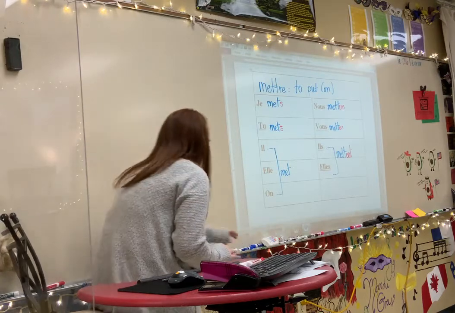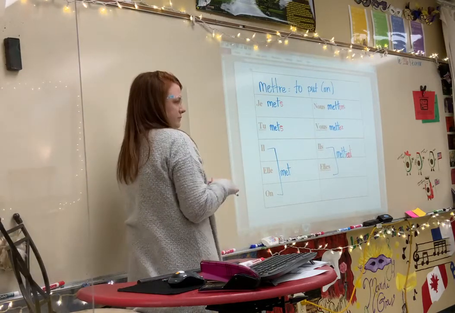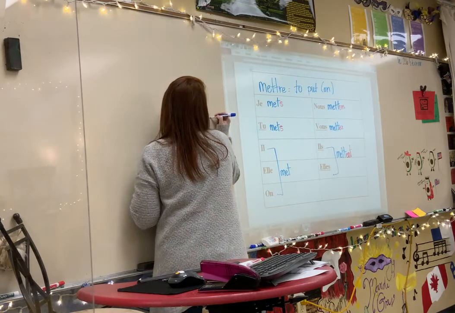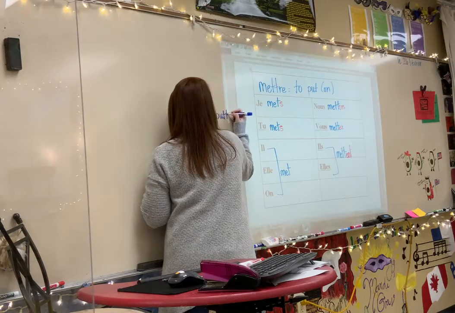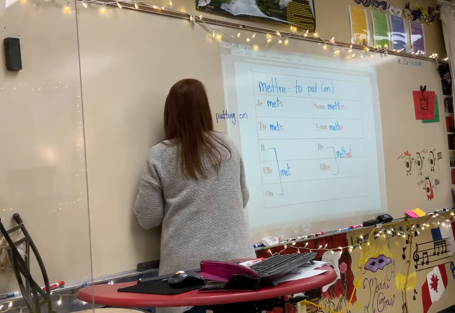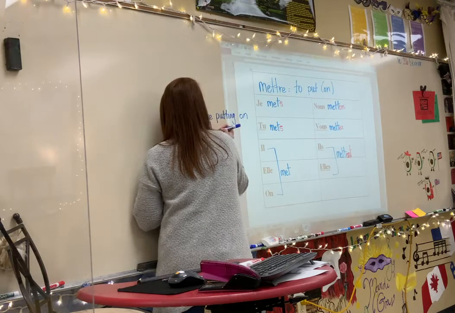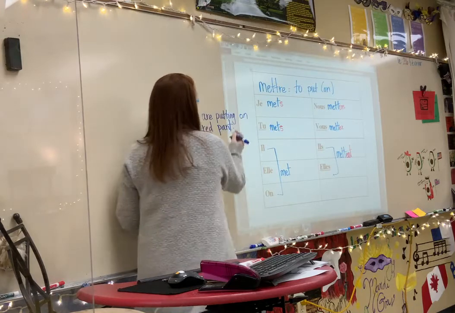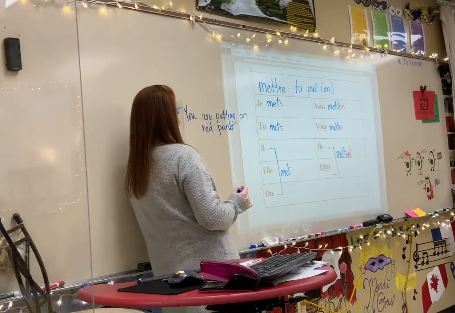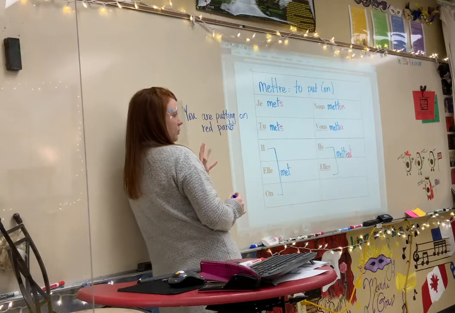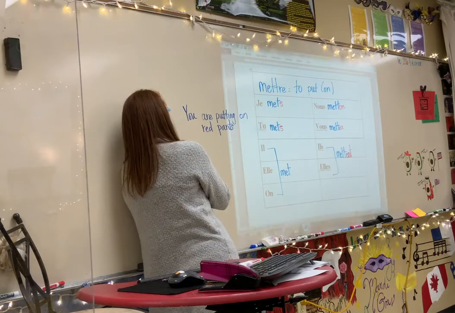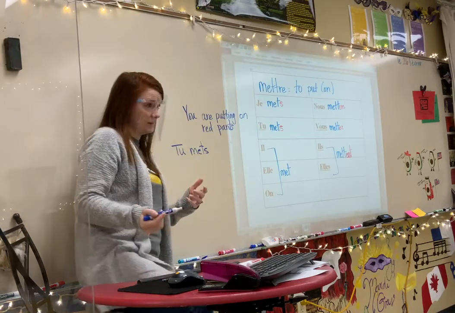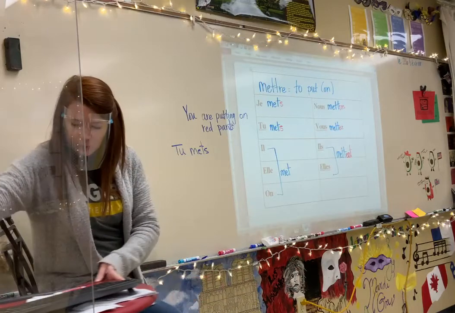Alright, so yesterday we said like I'm wearing something. What about you are putting on, what are we going to put on? What color? Red. I heard red. You were putting on red pants. Yeah. Alright. How do you say you are putting on? Informal. Yeah. Tu mets. You don't say the S, but the S is there. That's your ending with one T.